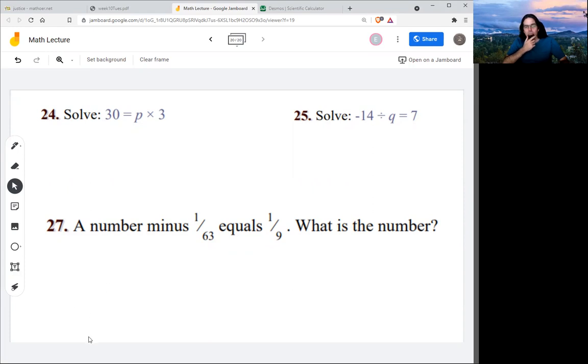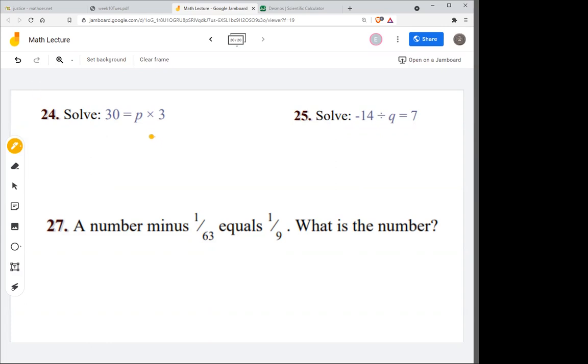So here's 3 different versions of equations to solve that are slightly different. The easy one is 24. 30 is P times 3. How do I get that times 3 off P? Divide by 3. Divide both sides.